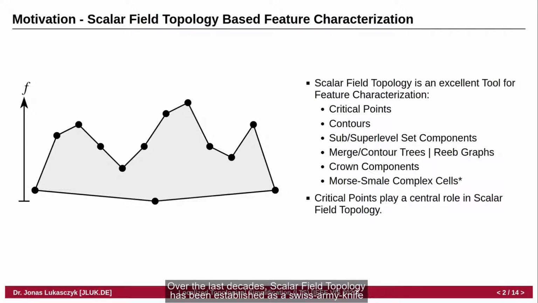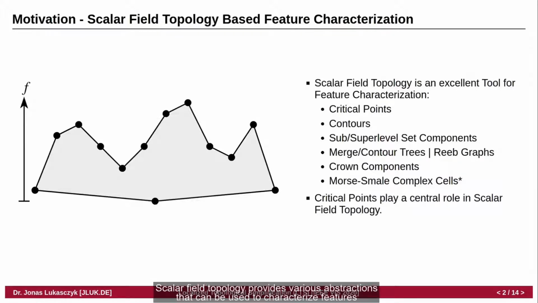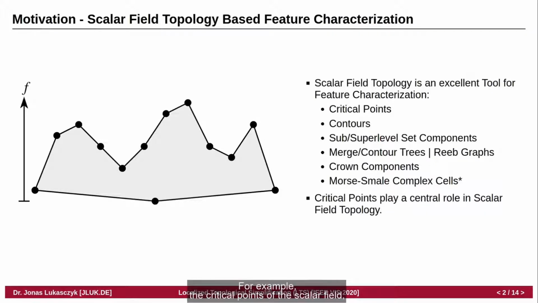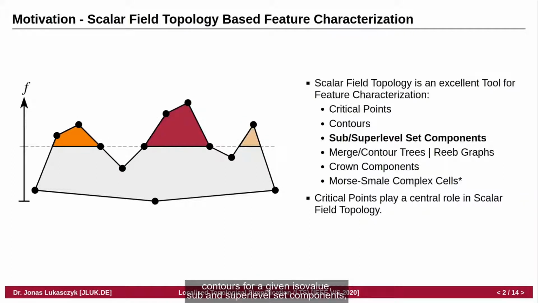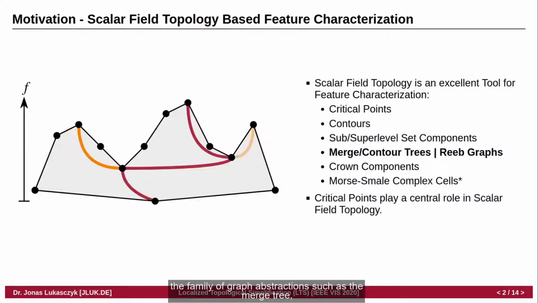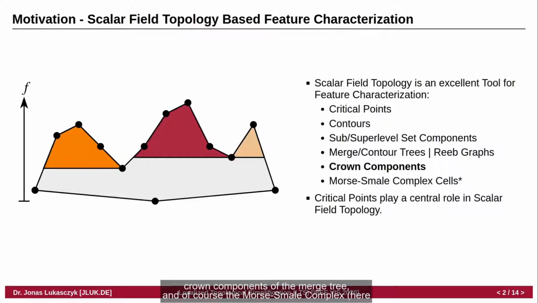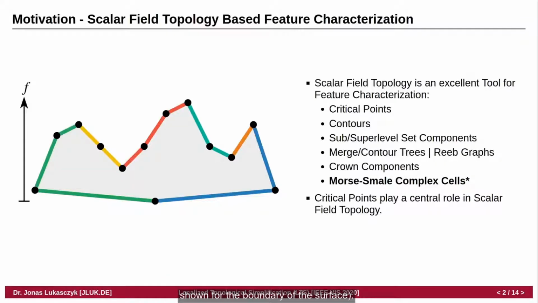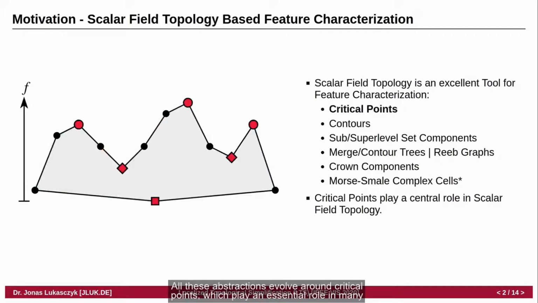Over the last decades, scalar field topology has been established as a Swiss Army knife for data analysis. Here you can see an example scalar field defined on a 2D surface where the scalar field corresponds to the height function. Scalar field topology provides various abstractions that can be used to characterize features in such datasets. For example, the critical points of the scalar field, contours for a given iso value, sub- and super-level set components, the family of graph abstractions such as the merge tree, crown components of the merge tree, and of course the Morse-Smale complex, here shown for the boundary of the surface. All these abstractions evolve around critical points, which play an essential role in many topology-based algorithms such as LTS.